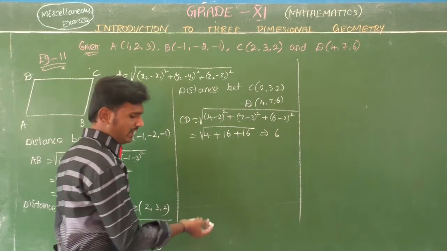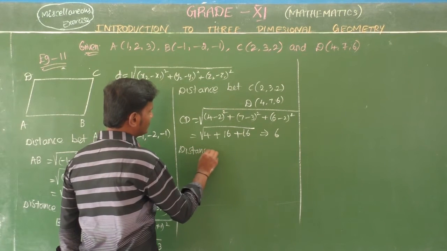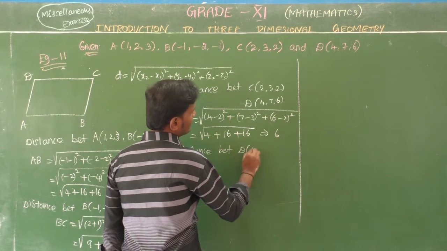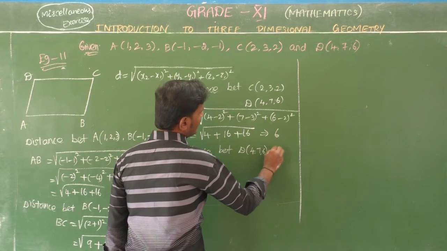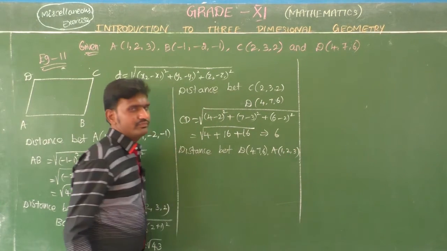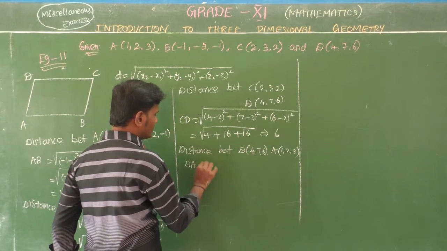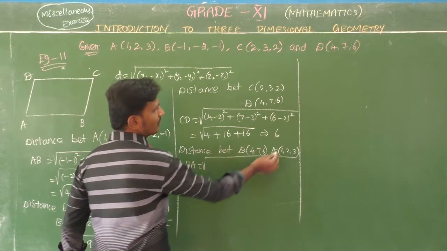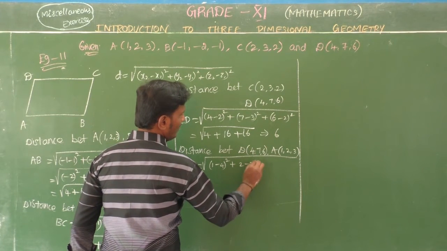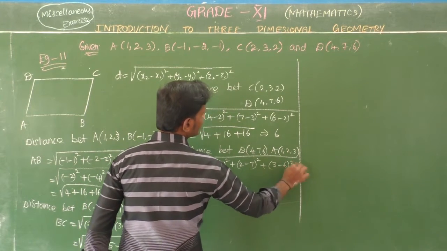Yes, students? Okay. And next we want to take the distance between AD or DA, anything. D is (4, 7, 6) and A is (1, 2, 3). Now I am going to take the distance DA, which is equal to square root of (1 minus 4) the whole square plus (2 minus 7) the whole square plus (3 minus 6) the whole square.